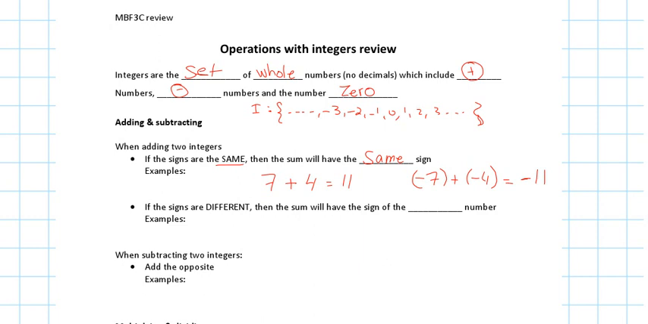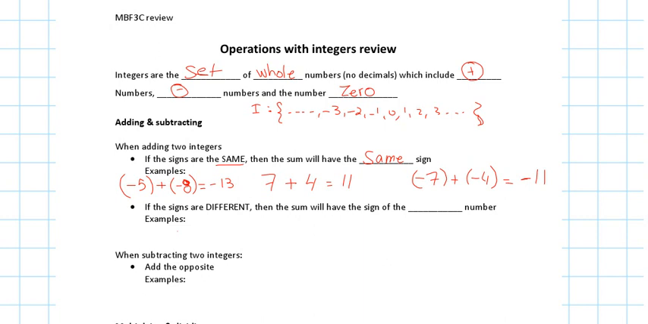Can you give me another example with both negative numbers? Give me an example. -5 plus -8. What is the answer for this? Positive 13? It's 13. Positive or negative? Negative 13. Okay? Because they're both negative numbers.